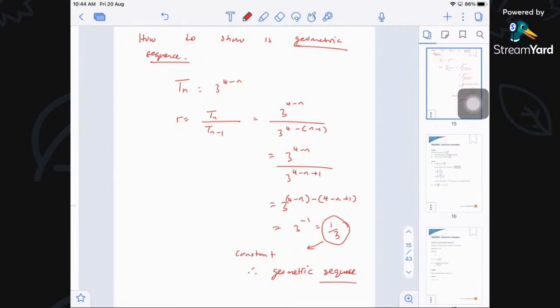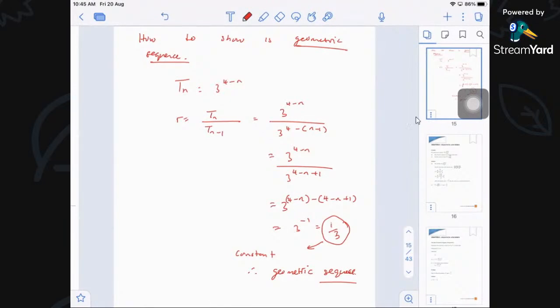Any questions some more, class? I'm still waiting. Nobody wants to ask questions. Okay, I ask you all. Can we use the SPM method? Can I use the SPM method to show T2 over T1 equals T3 over T2, r1 equals r2, therefore it is a geometric sequence? Can I use that method?